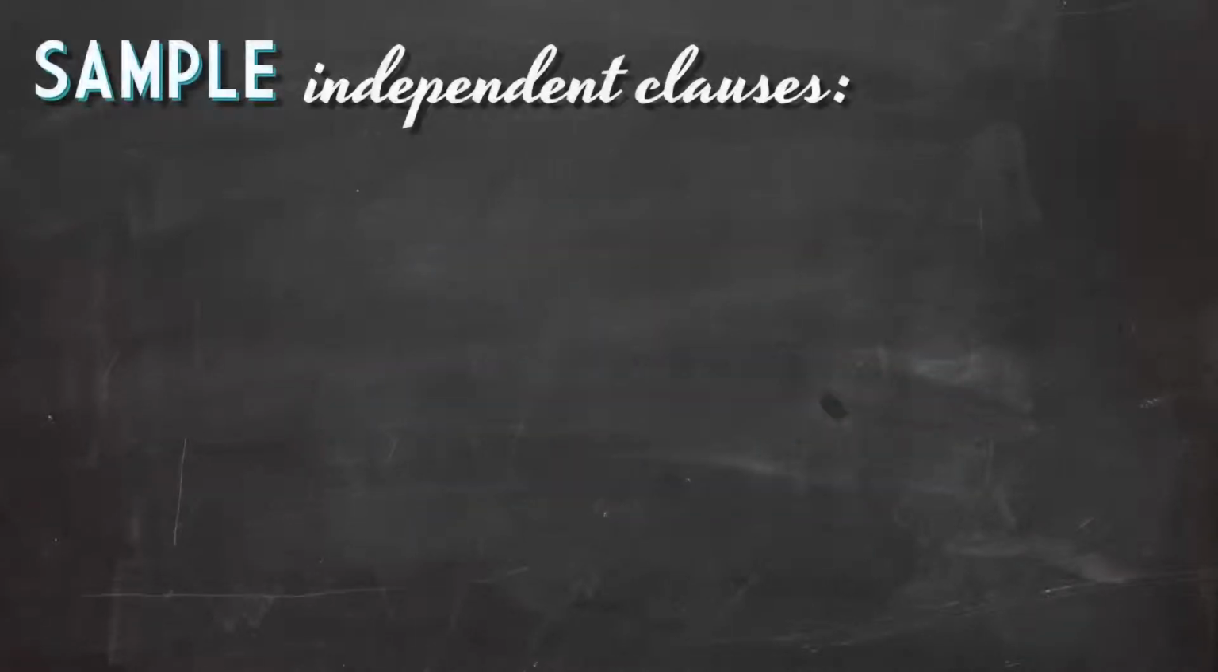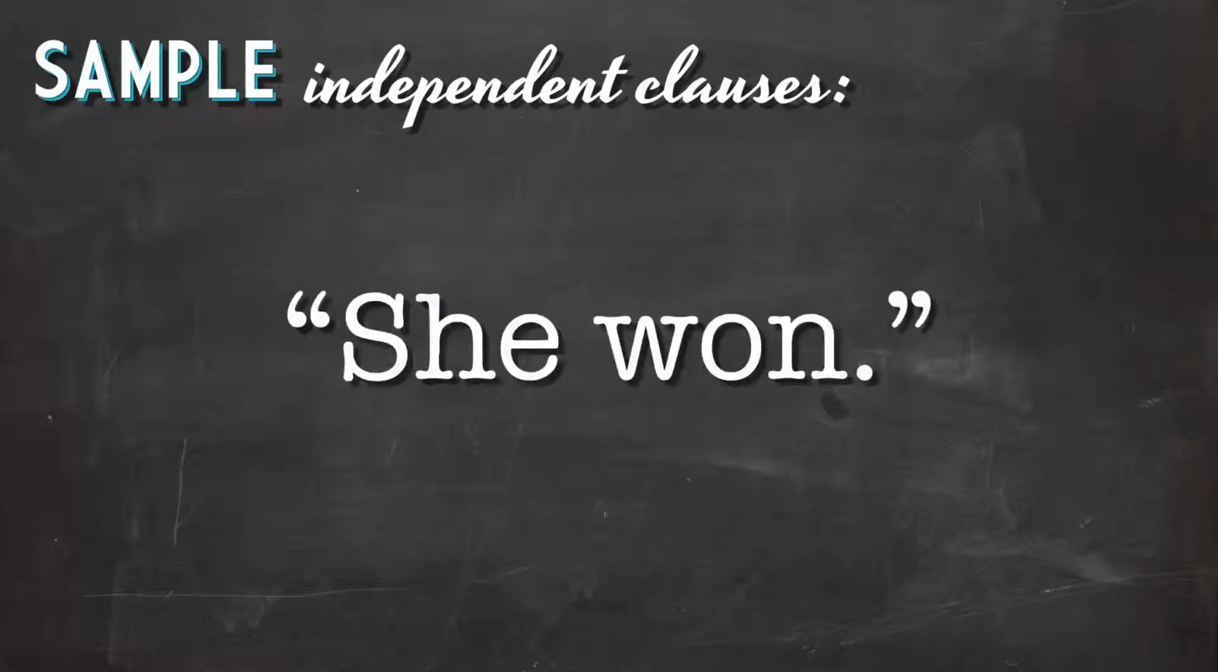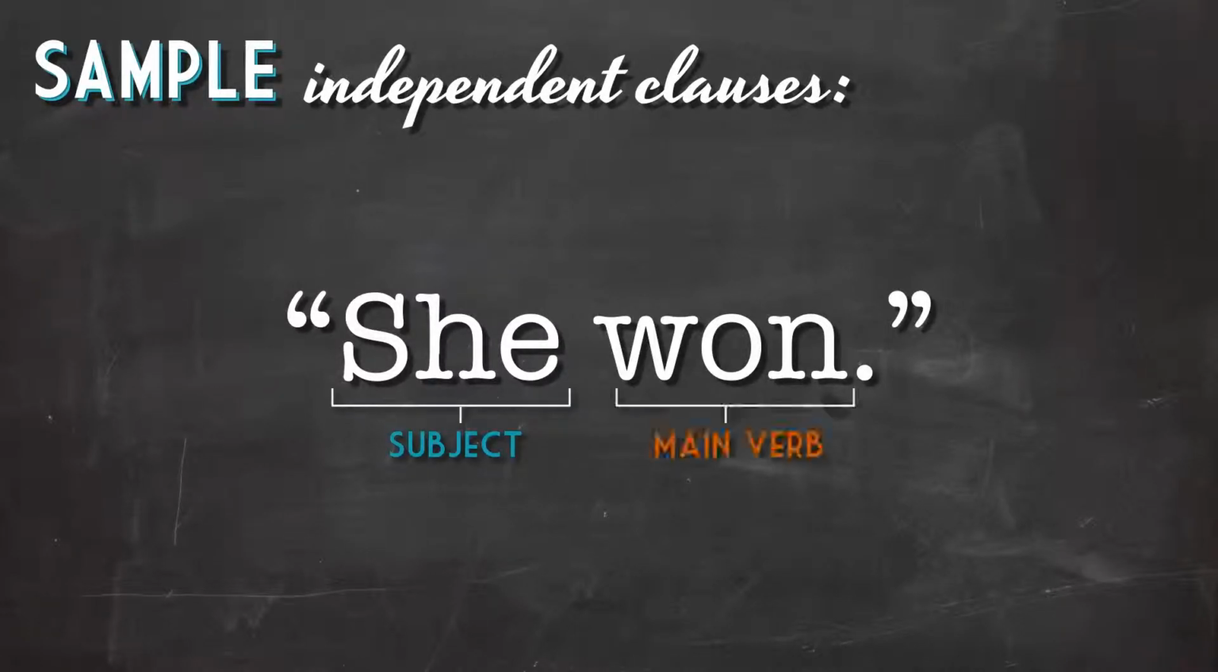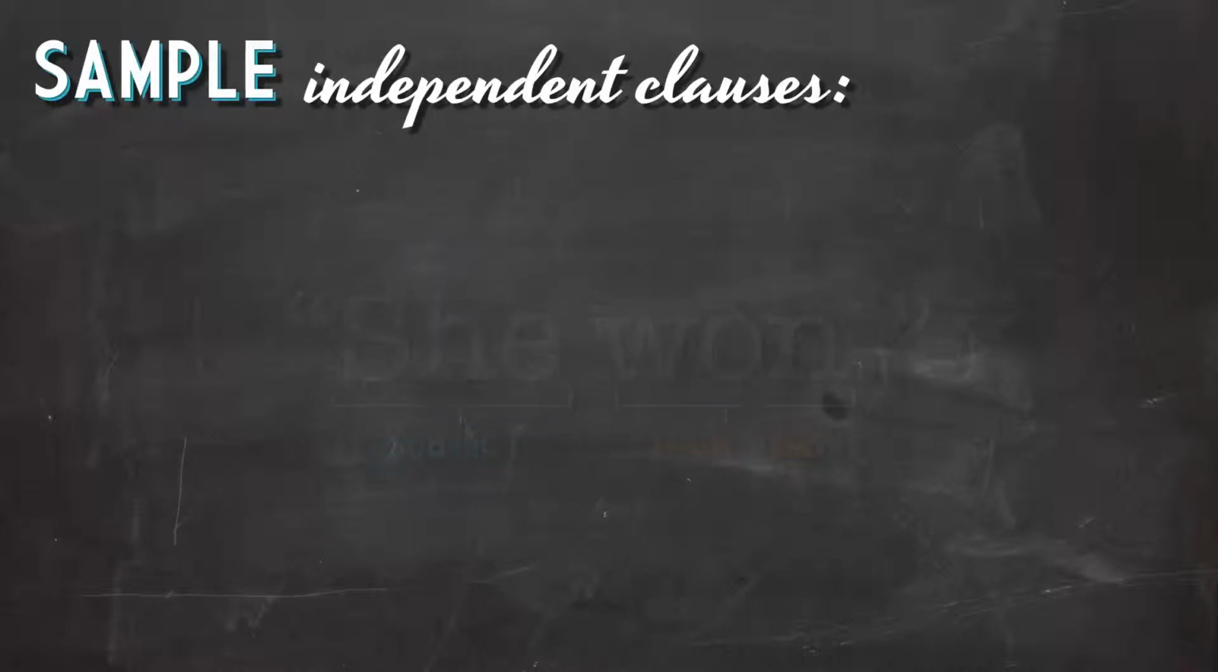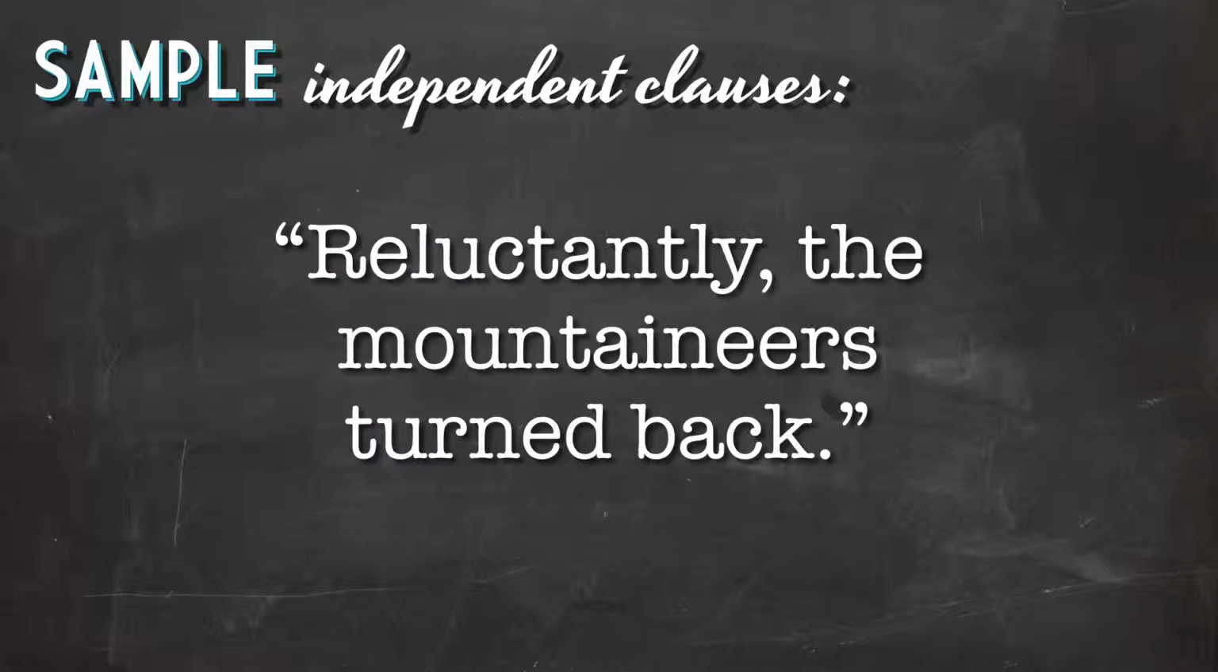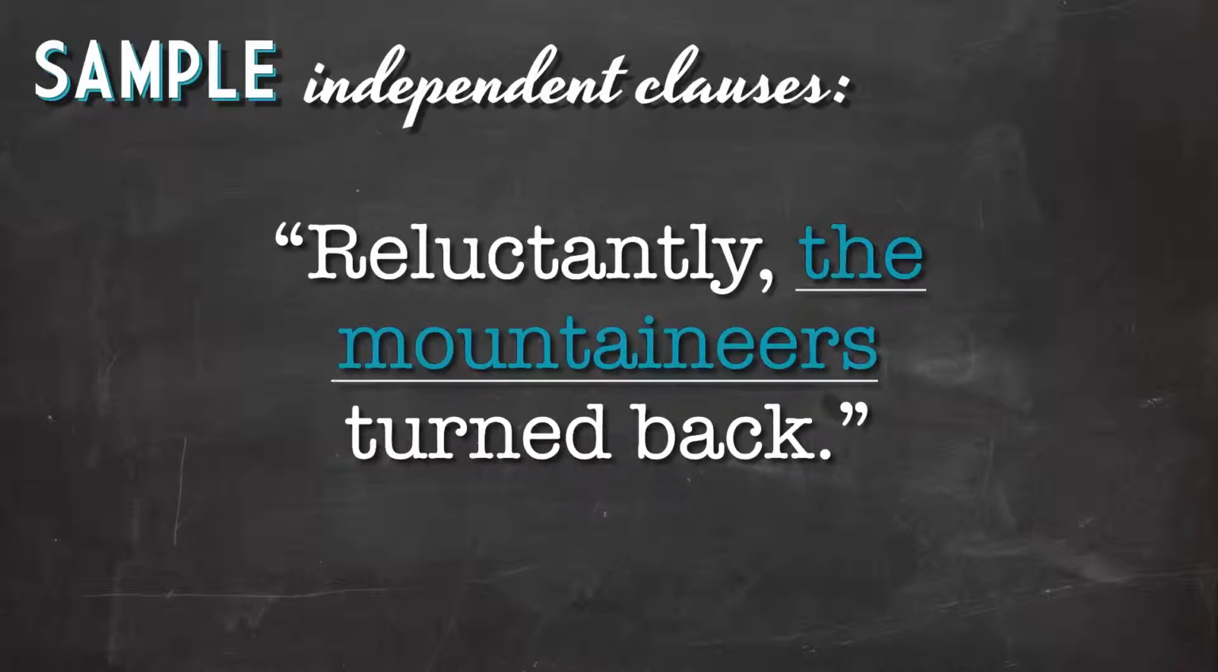Here are some sample independent clauses. This one is very simple. She won. We have a subject, she, and a main verb, won. Here's another one that's a little bit more complex. Reluctantly, the mountaineers turned back. Here we have some modifiers, but we still have a clear subject, the mountaineers, and a main verb, turned.